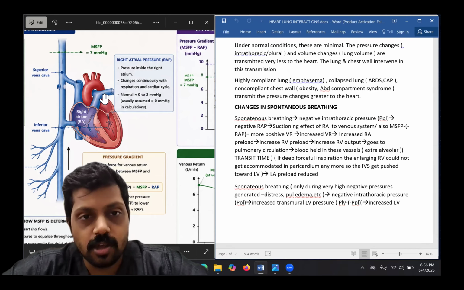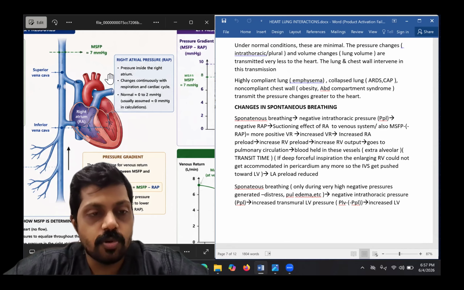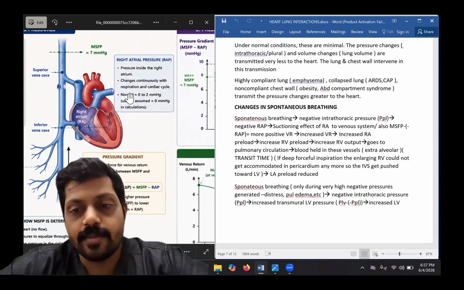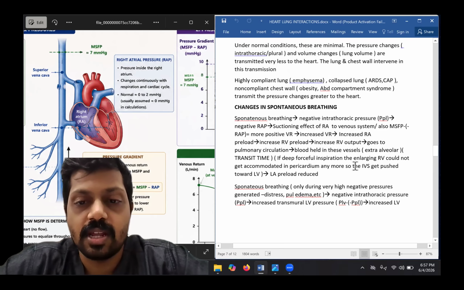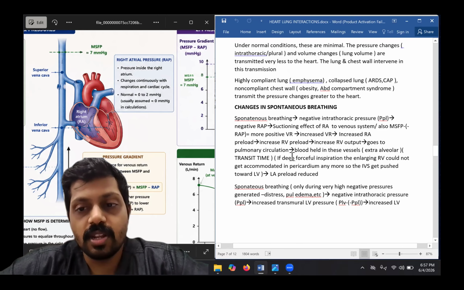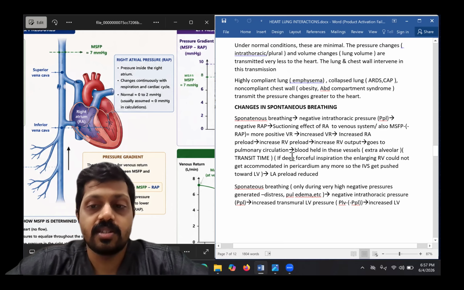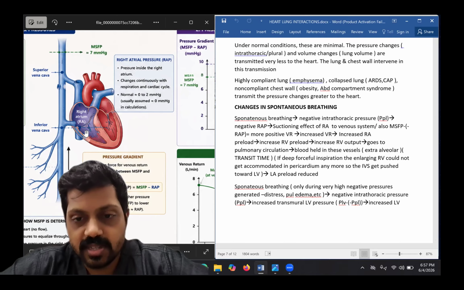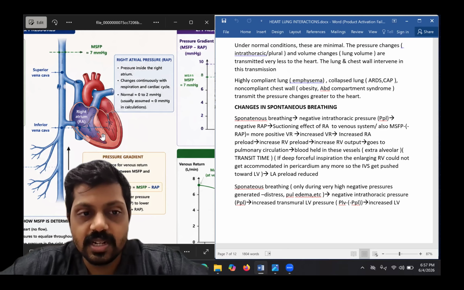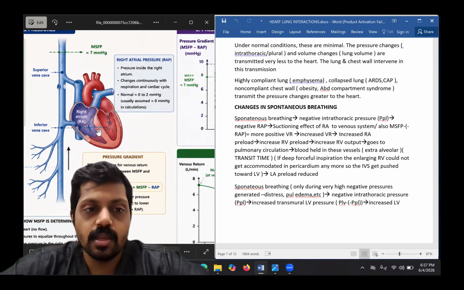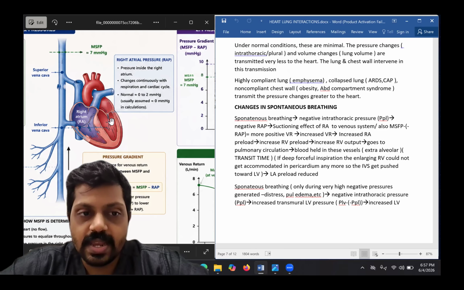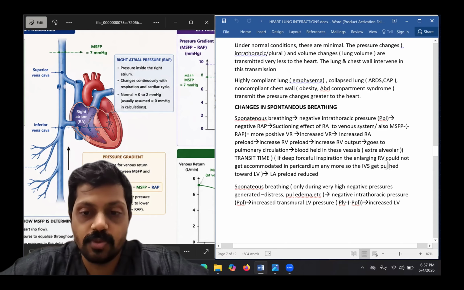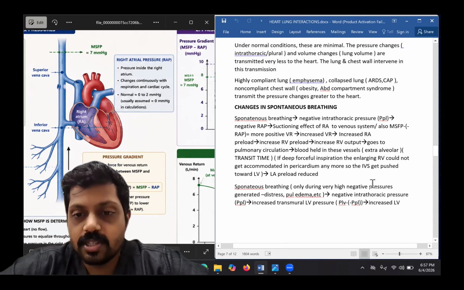So in normal conditions, remember this RV output which is going to the lungs is held in the blood vessels, the extra alveolar vessels. Whereas if deep forceful inspiration occurs, such as when the patient is in distress, what happens? The RV is greatly distended. Beyond this point, it cannot get distended inside the pericardium. So a little bit of the interventricular septum is pushed towards the LV. Because of this, the preload to the LA and LV is reduced. This happens only in deep forceful inspiration. But next we'll see what happens to the left ventricle in case of spontaneous breathing.